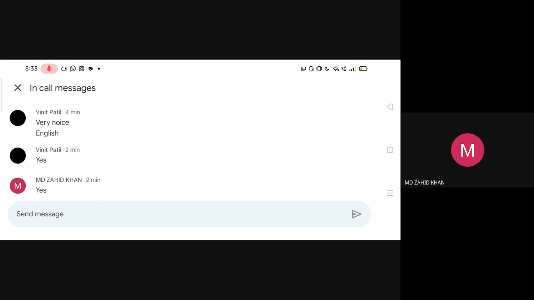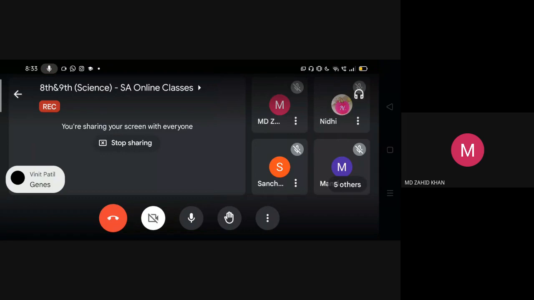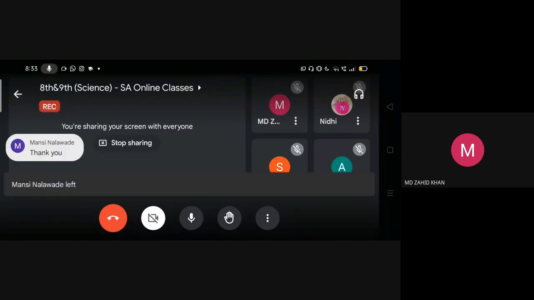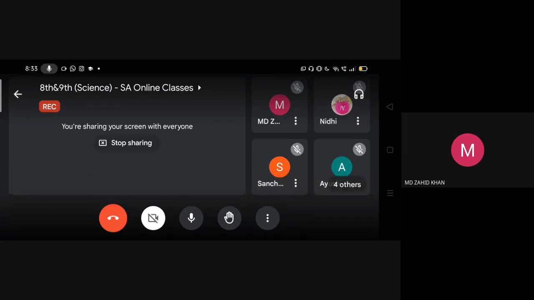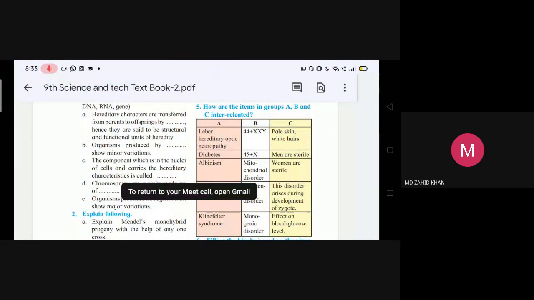Yes, yes, Mansi, you can leave. Ninth standard answer: genes. Yes, yes. Organisms produced by dash dash show minor variation.